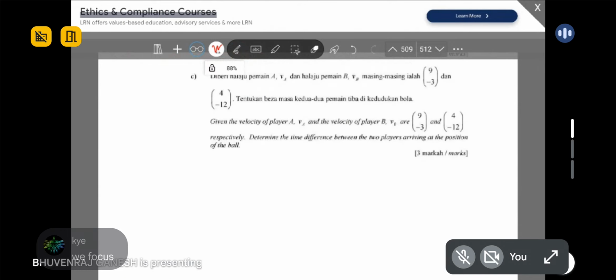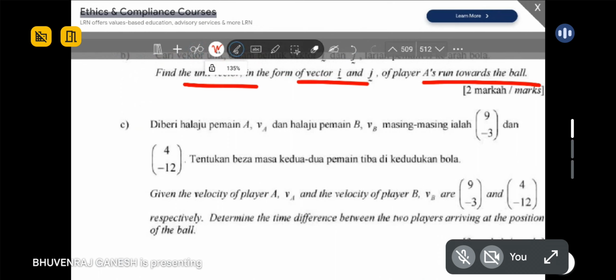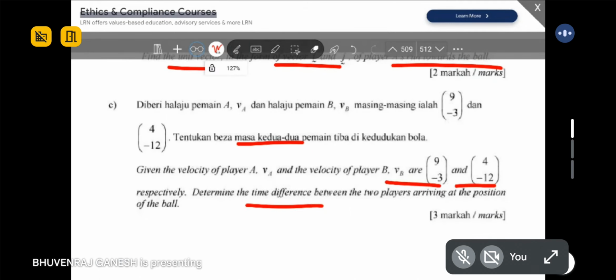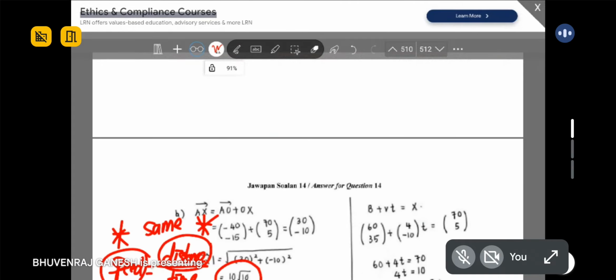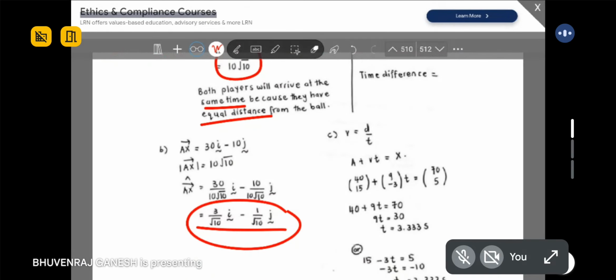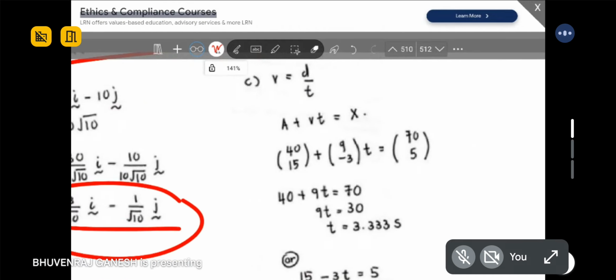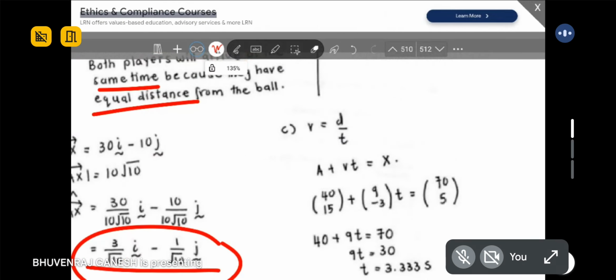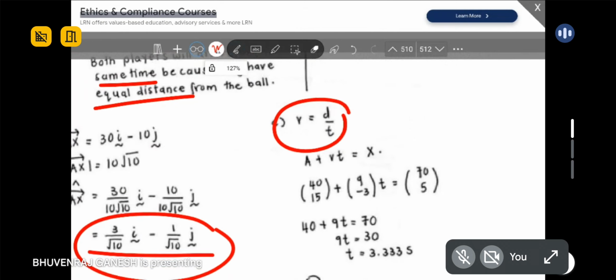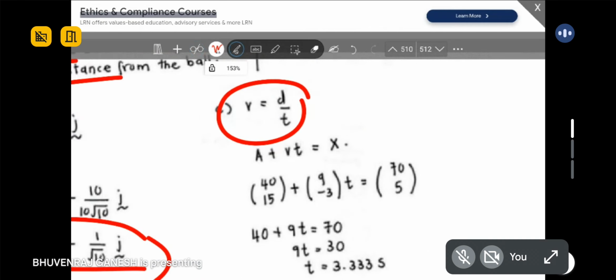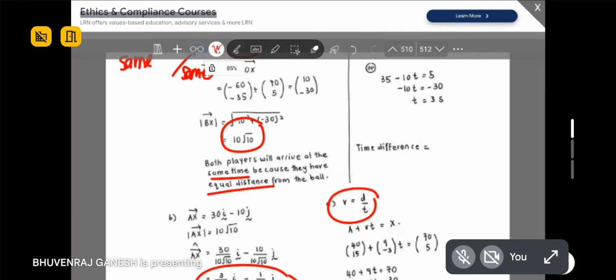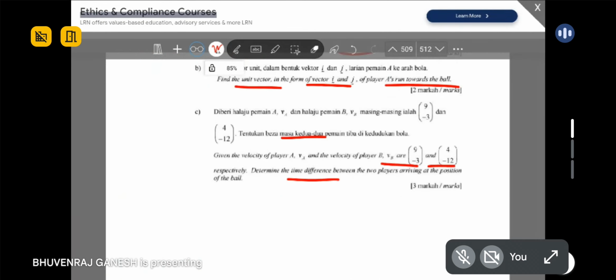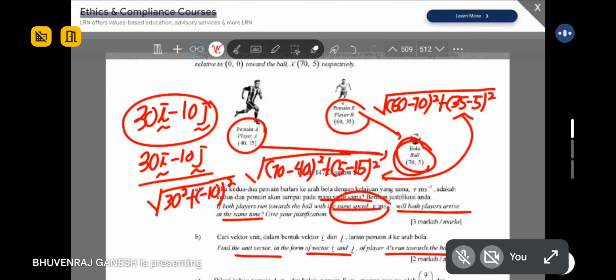Very scary. Okay, so next one, question C. For question C, they ask you the time difference, beza masa. So how to find the time difference? It's actually based on the velocity. So what you can do is, you see over here. Based on the formula I told you all just now, velocity is distance over time, right? So how do you get the distance? Distance is equal to speed times time. Okay, correct? Jarak sama dengan laju kali masa.